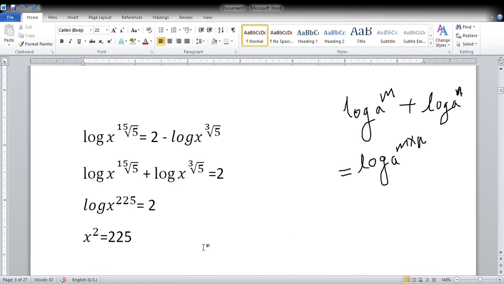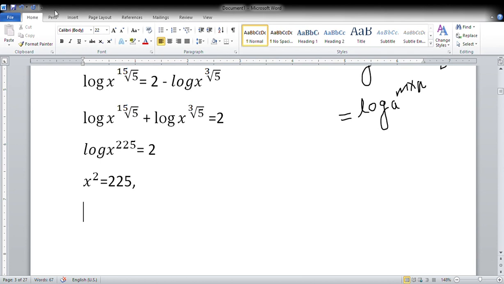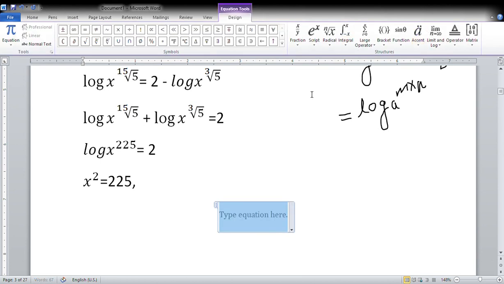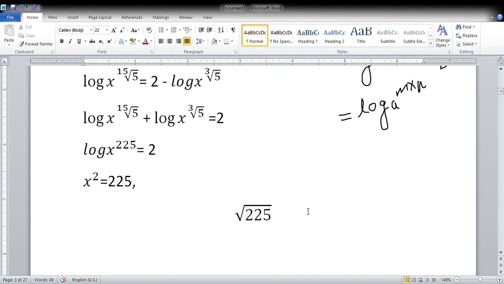225. So any number whose square is 225, that is 15. 15 squared is equal to 225, that means x is equal to 15. If you take the square root of 225, the square root of 225 is equal to 15. That means x is equal to 15. Simple thing. That is the answer.